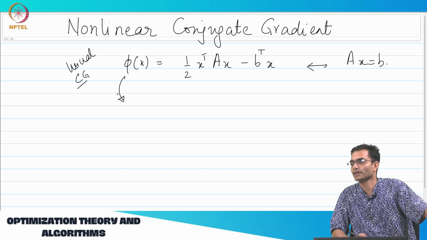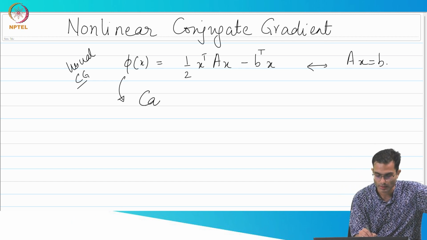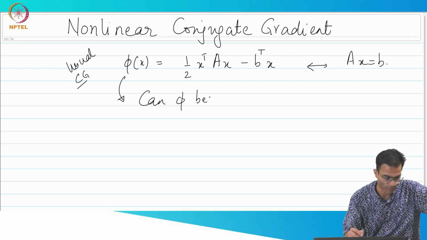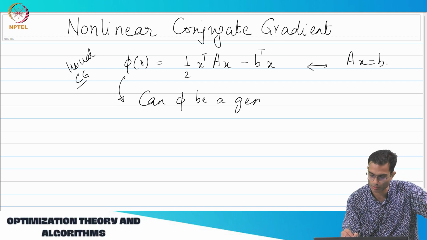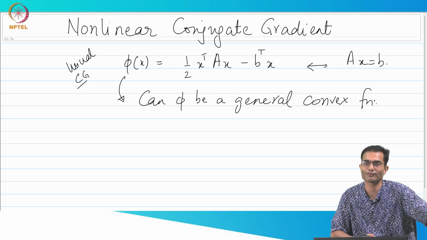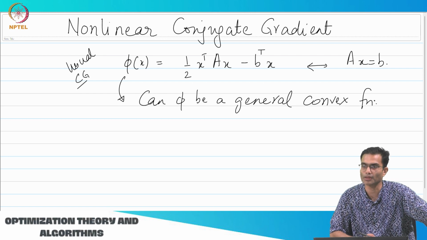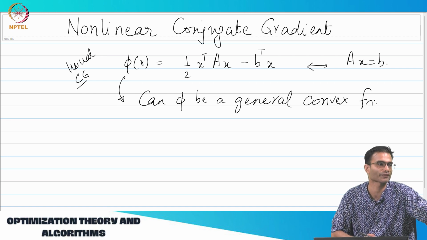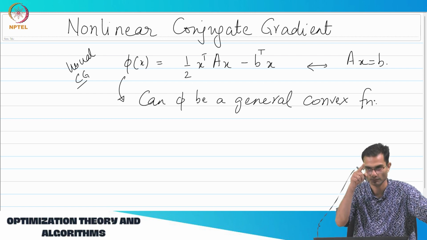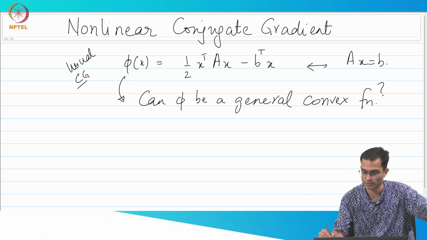Okay. Now, having experienced the success of the usual CG method, the question that comes is, can phi be a general convex function? What do I mean by a general convex function? Means not just a quadratic form. There can be other functions which are convex but not quadratic forms. Remember the definition of convexity, right? We had drawn the graph and the function value lies below. So this is one question.